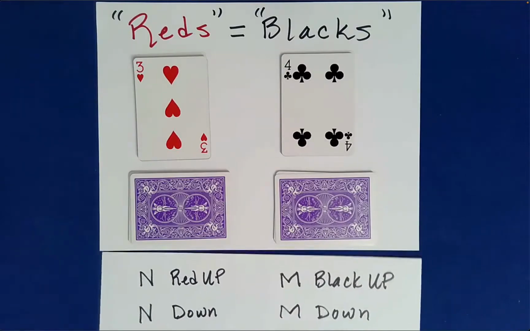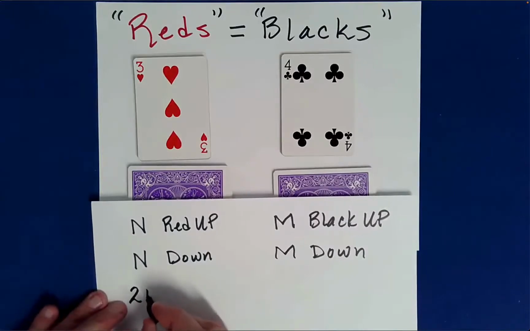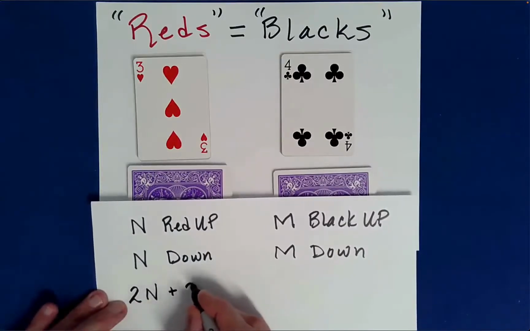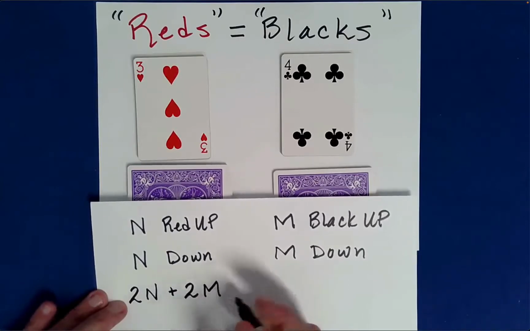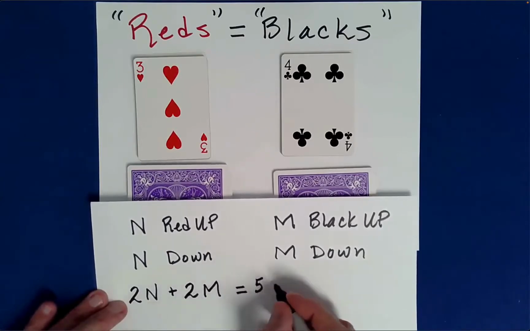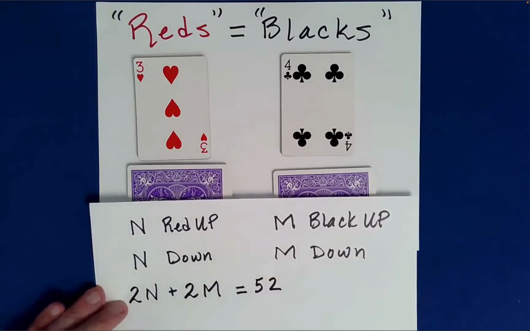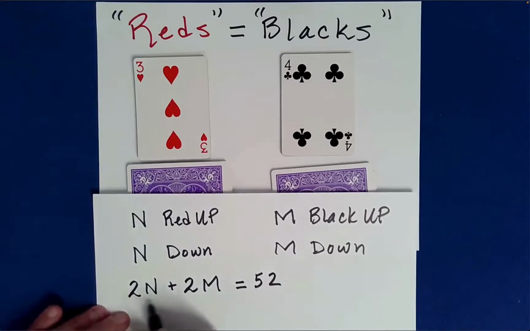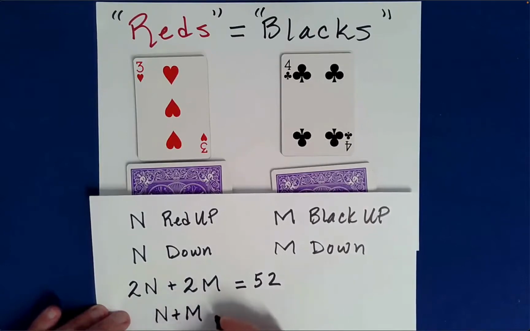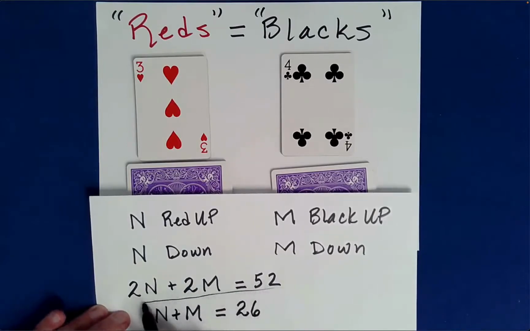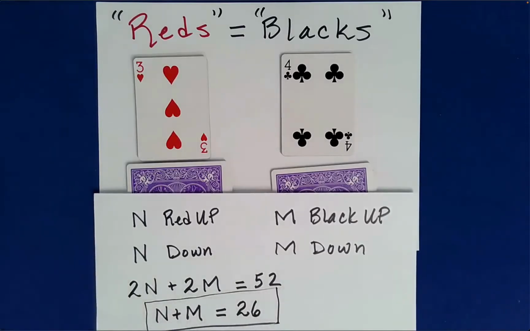So, for example, we can write 2n plus 2m is equal to 52. Well, we can divide both sides of this equation by 2, so we would get n plus m is equal to 26. This is all we really need to know to complete this proof. And then we'll use our equal opposite parts principle.